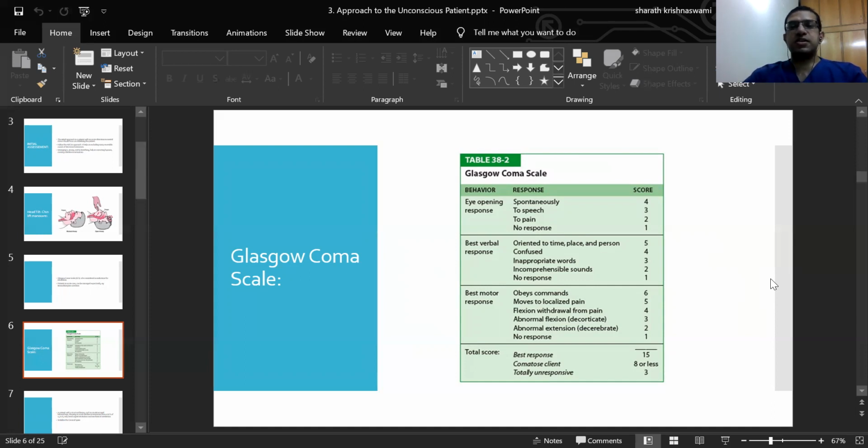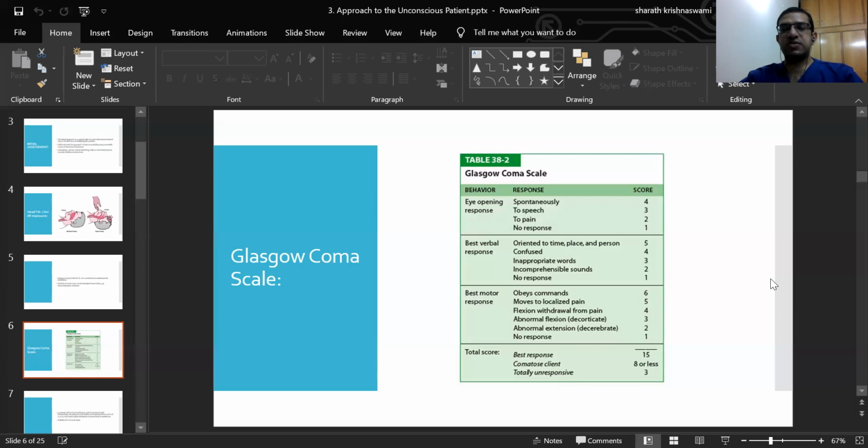Motor response refers to whether he is moving his hands, limbs, and head according to what is considered normal. If he obeys commands, you ask him to lift his hand or hold your hand, then he can be given a motor response of 6. Let's say you pinch him over his hand, and he moves his hand towards the place where he's been pinched. Then it is known as a motor response of 5. Let's say you pinch his shoulder, and then he flexes his hand towards the area where he's been pinched. Then it is known as flexion withdrawal from pain. That is given a score of 4.